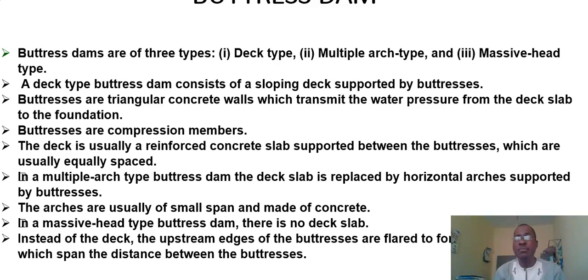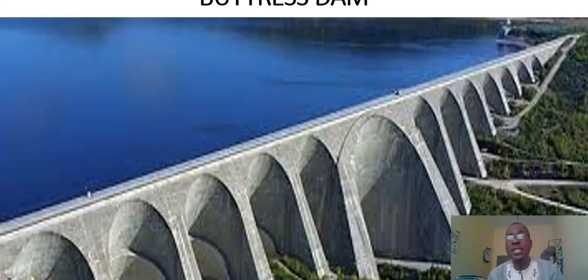In the multiple arch type buttress dam, the deck slab is replaced by horizontal arches, and then in a massive head type buttress dam, there is no deck slab. Instead of the deck, the upstream edges of the buttresses are flat to form massive heads to span the distance between the buttresses. This is an example of a buttress dam.